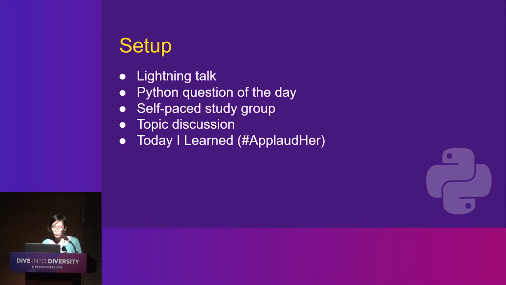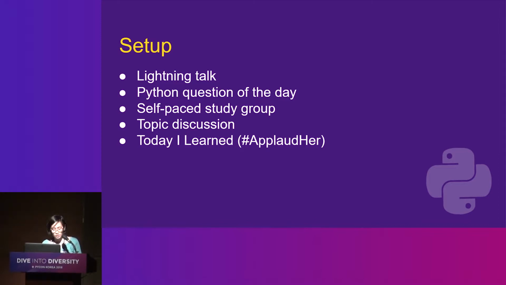And then we also have the option to divide the group into two: those who are doing the self-paced study group, and those who want to have a topic discussion. For example, if there are any advanced Pythonistas who attended and they don't want to attend the self-paced study group, they can form a smaller group and have a topic discussion. The last time that we did this, we discussed the requests library. So we did a deep dive into the requests library.